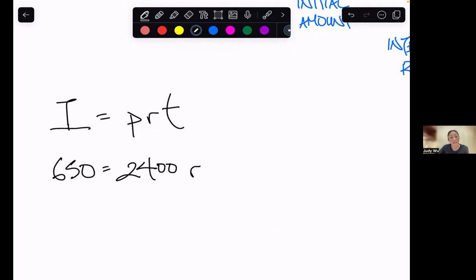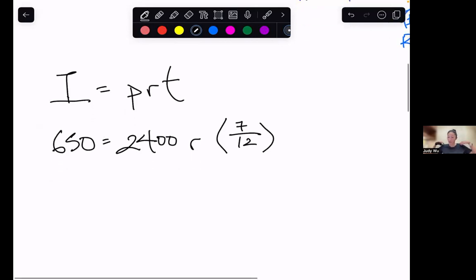Now, for T, even though this is only over 7 months, we don't want to write 7 here, but we actually want to write 7 over 12, okay? Because really we're saying how many years is this happening? It's not a full year, it's just 7 out of 12 months. Now we have to go ahead and find our R value.